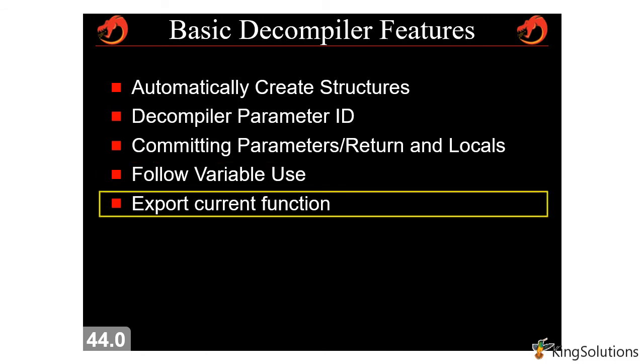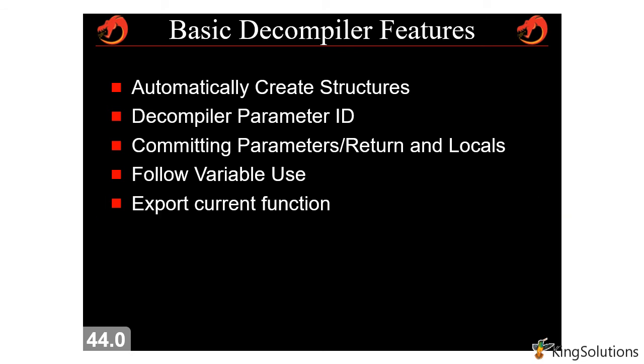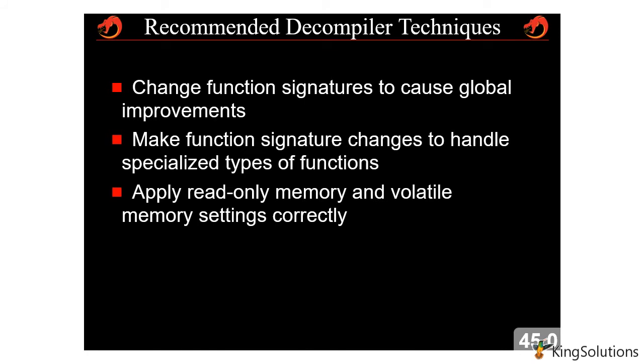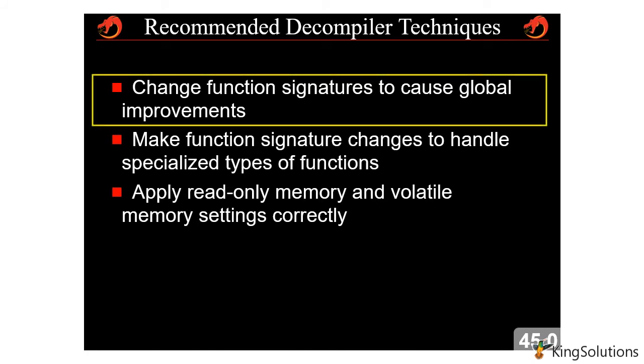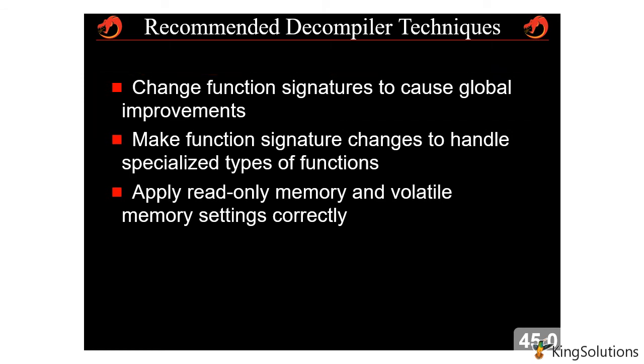Export current function. This feature allows the user to export the current function to a text file. Recommended decompiler techniques. Change function signatures to cause global improvements. If you see a function that isn't getting the correct number of parameters or types, you can fix it by applying specific data types to the parameters or adding or removing the parameters. However, adding or removing the parameters forces the decompiler to use your information everywhere that the function is called. Be careful, this can be good if you get it right, or bad if you get it wrong.